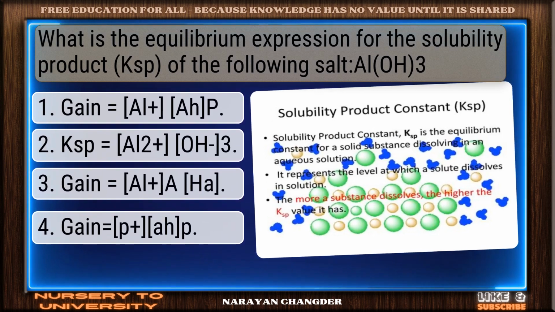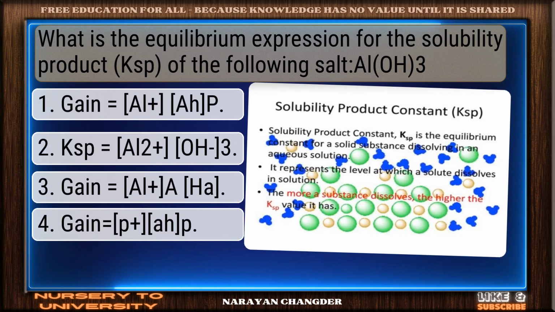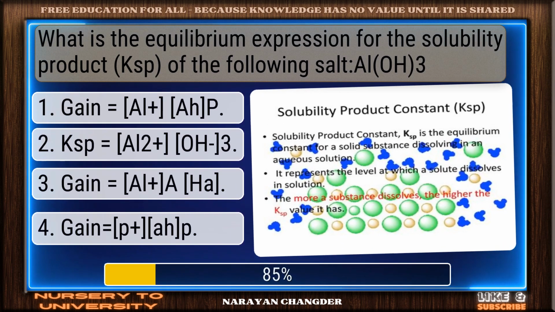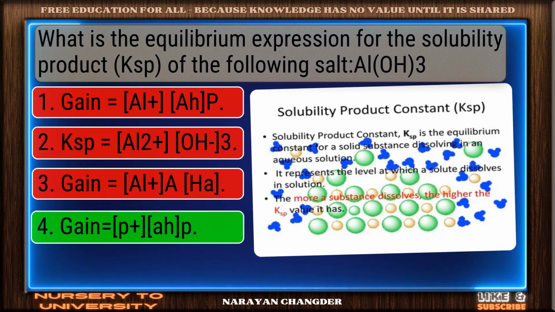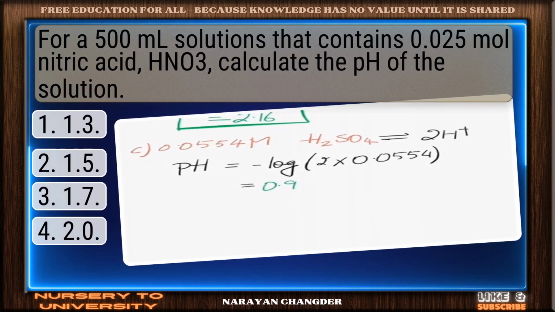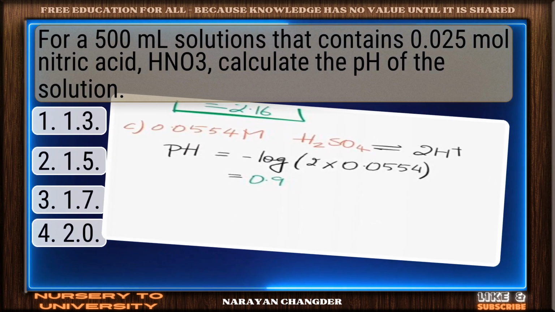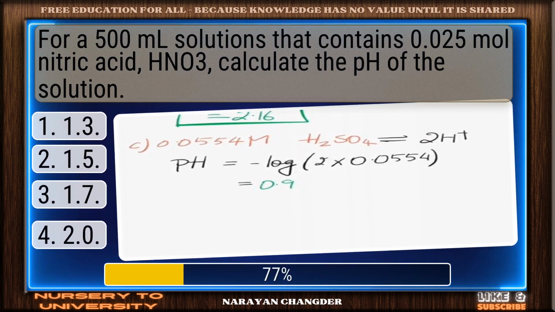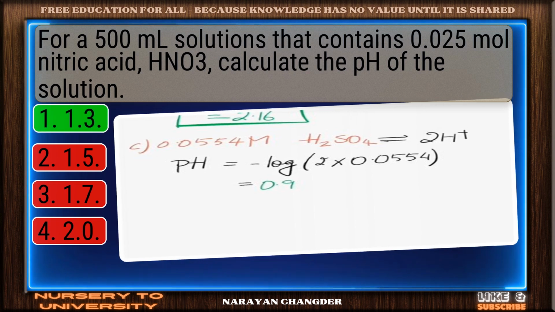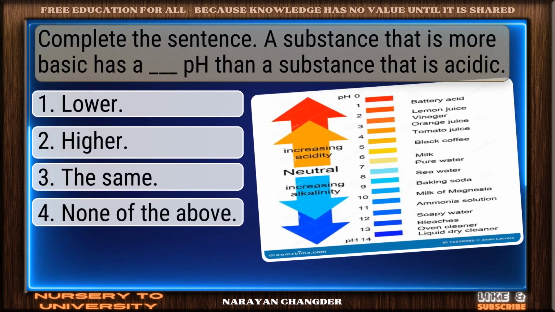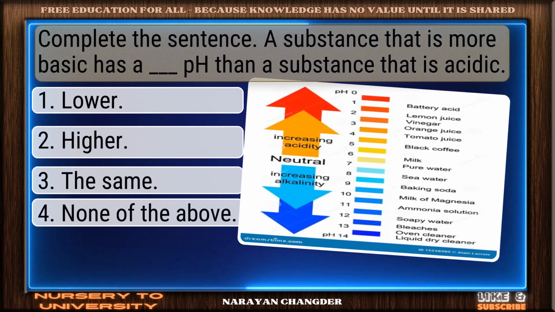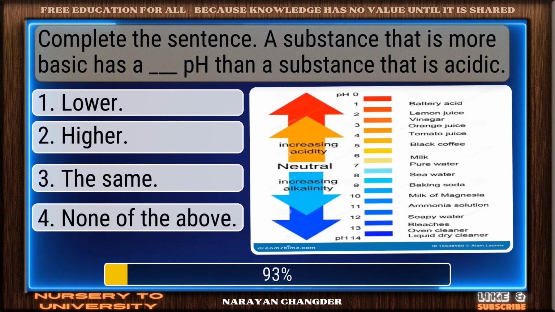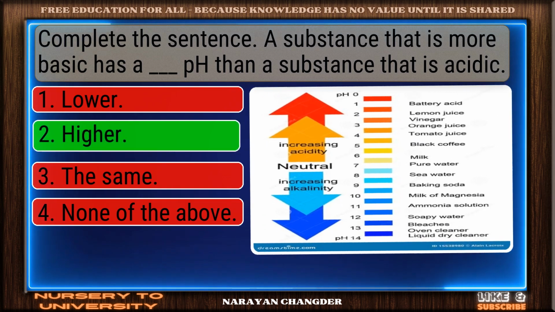What is the equilibrium expression for the solubility product of the following salt? Well picked. Ksp equal to the correct answer. For a 500 ml solution that contains 0.25 mol nitric acid HNO3, calculate the pH of the solution. Nicely done. 1.3 is a solid answer. Complete the sentence. A substance that is more basic has a dash than a substance that is acidic. Valid point. Higher is true.